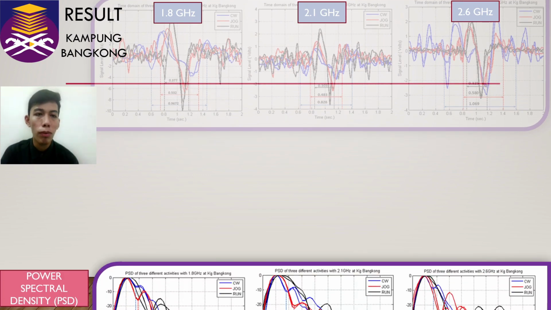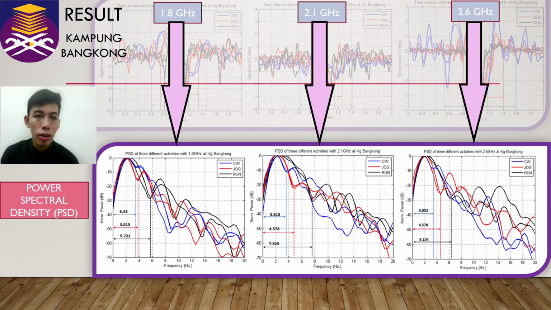Next, we move to power spectral density. As we can see, for all frequencies, run has the highest value for the Doppler frequency, and the CW, which is the blue line, has the lowest value for Doppler frequency. This was proved by the theory of Doppler frequency, which is frequency Doppler equal to 2V over lambda.